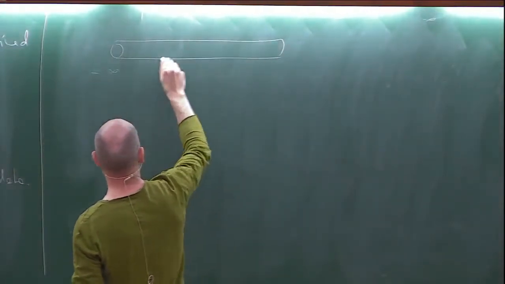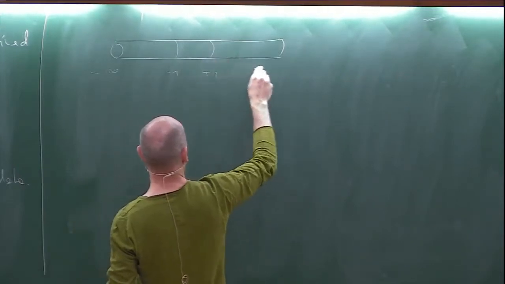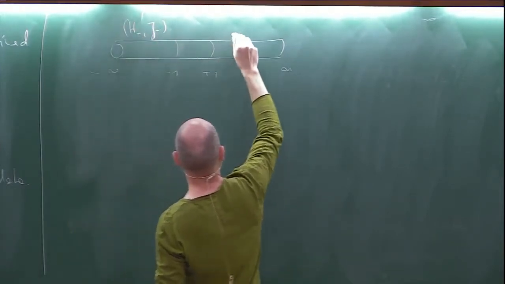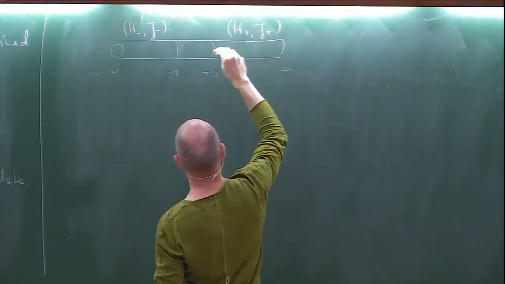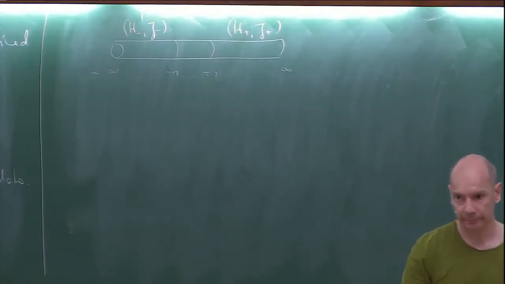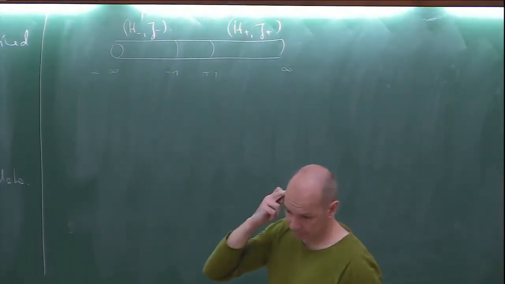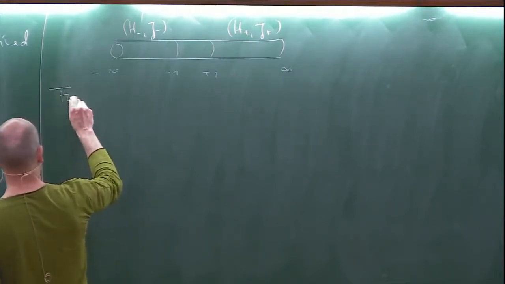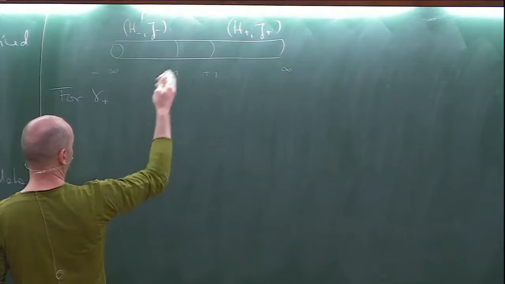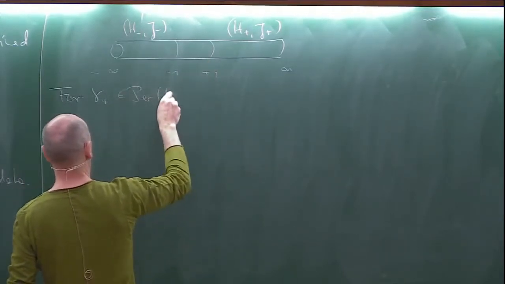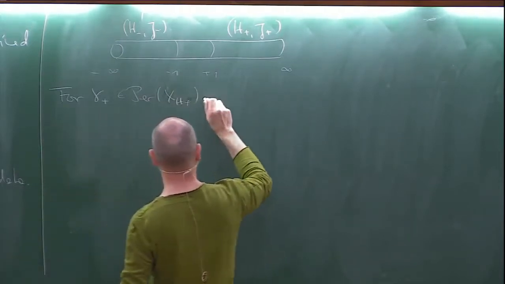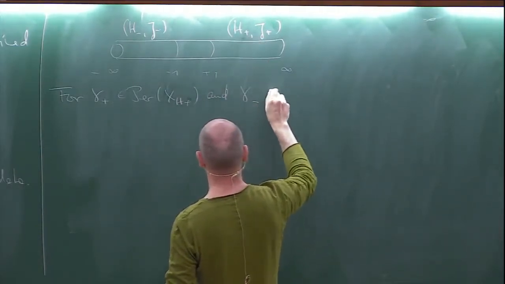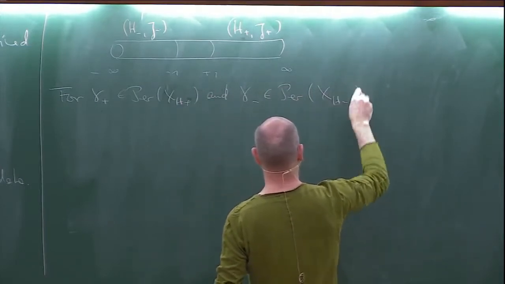Right, so I have minus infinity here up to minus one, then I have plus one, and then I have plus infinity. So here I have h minus and j minus as data. Here I have h plus and j plus as data, and in the middle I have some interpolating family. Right? And so now I look at the Floer equation with this data. So gamma plus is a periodic orbit for h plus, and gamma minus is a periodic orbit for h minus.